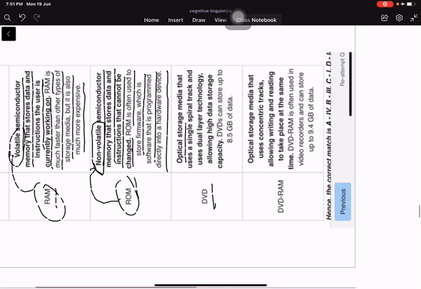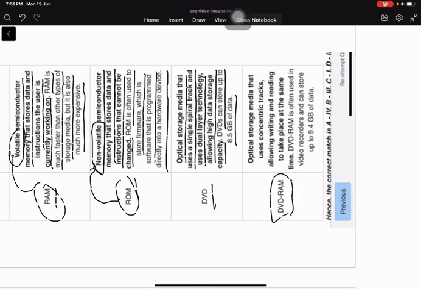Now, DVD is an optical storage media that uses a single spiral track and uses dual layer technology, allowing high data storage capacity. DVDs can store up to 8.5 GB of data. And DVD RAM is an optical storage media that uses concentric tracks, allowing writing and reading to take place at the same time. DVD RAM is often used in video recorders and can store up to 9.4 GB of data.